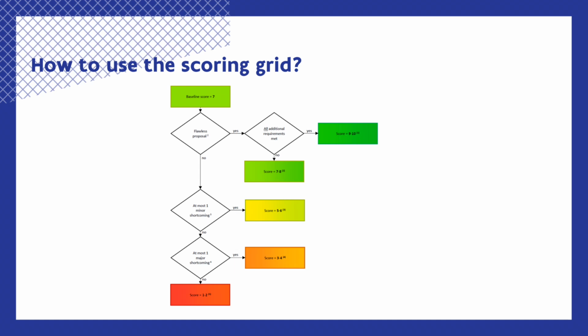In that case, only when all additional requirements mentioned in the scoring grid are met, a score of 9 or above can be awarded. Conversely, minor shortcomings automatically reduce the score below 7, and major shortcomings take the score down even further. Please note that the list of potential shortcomings mentioned on the scoring grid is by no means exhaustive.